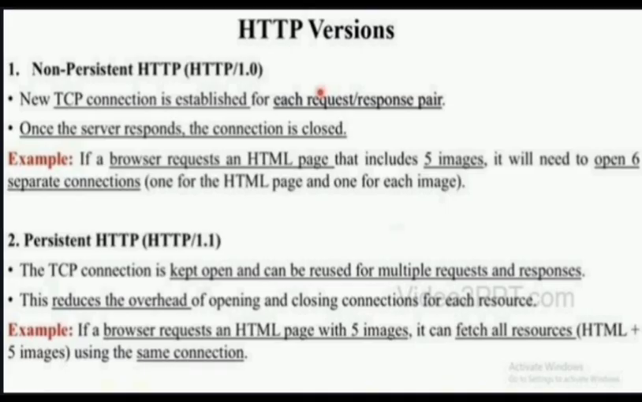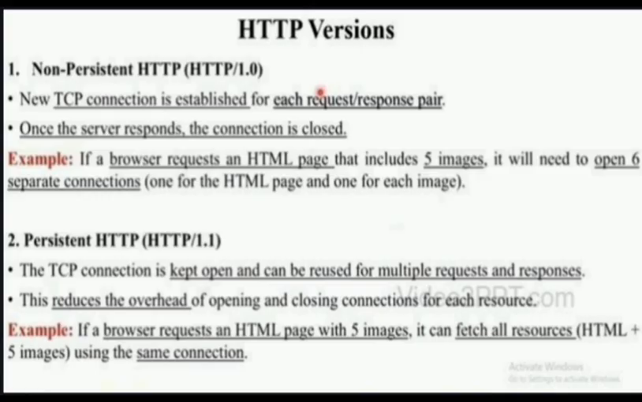This led to the creation of persistent HTTP, or HTTP/1.1, which is the version widely used today. In this version, the TCP connection is kept open and can be reused for multiple requests and responses. This change drastically reduces the overhead associated with opening and closing a connection for every single resource.